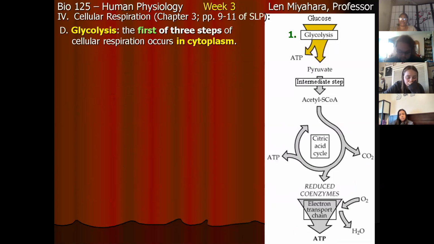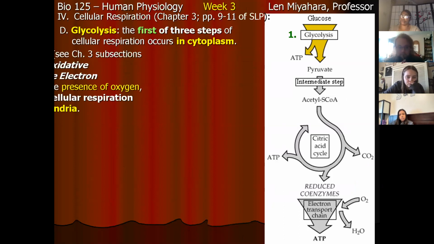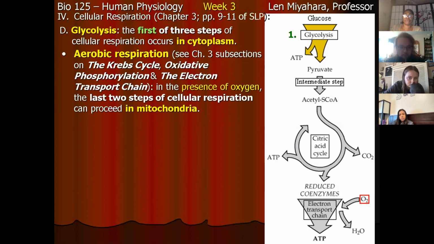Okay, that's the first 3 steps, and it's the only step that happens in the cytoplasm. The rest of the steps are going to happen in the mitochondria. And because to do the rest of the steps, you got to have oxygen, we're going to now finish up aerobic cellular respiration. You must have oxygen or you don't do steps 2 or step 3. You only do step 1 and this one reaction when you don't have oxygen. That's it.